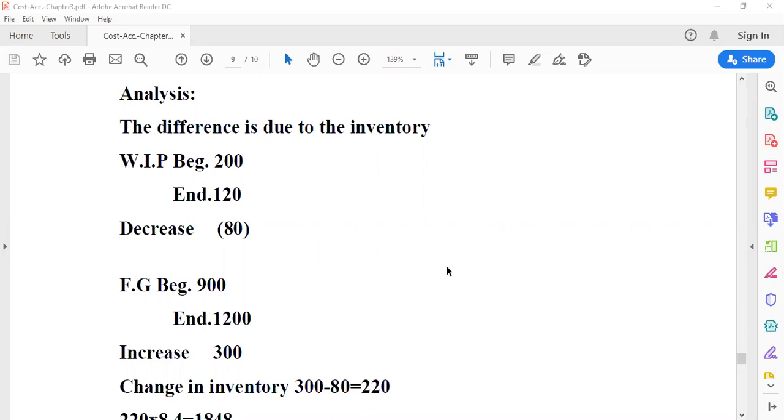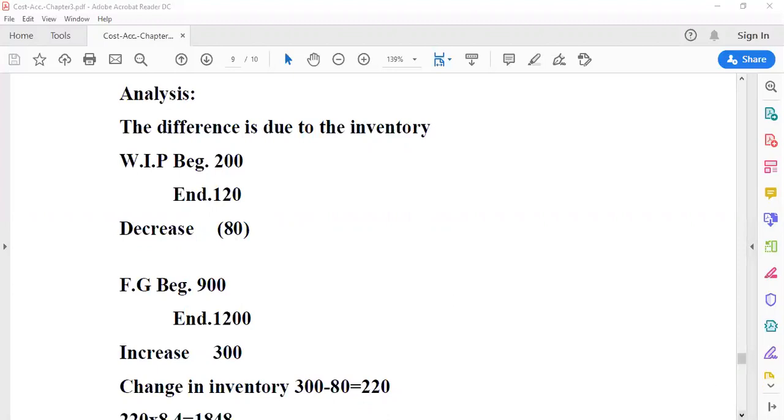At this moment, we are doing the second requirement, which is the difference that happened due to the inventory, for the net income differences between the full absorption theory and the direct costing theory. We found that the beginning work in process was 200 equivalent units and the ending work in process was 120 units. So there is a decrease in the balance of work in process, from 200 units to 120. This decrease in inventory equals 80.